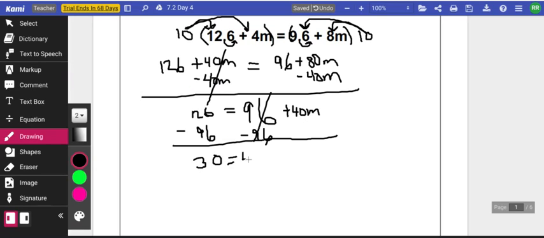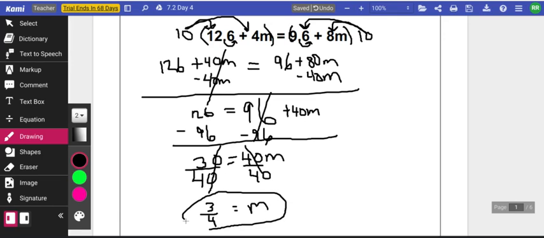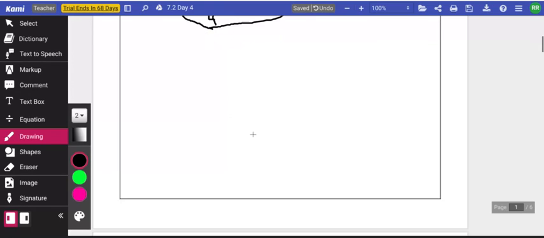So I get 30 equal to 40m. Divide both sides by the coefficient 40. Okay, so m is equal to 30 over 40, which is a fraction, right? If I divide the top and the bottom by 10, it would be 3/4. So 30 over 40 simplified is equal to 3/4. So m equals 3/4, circle final answer.